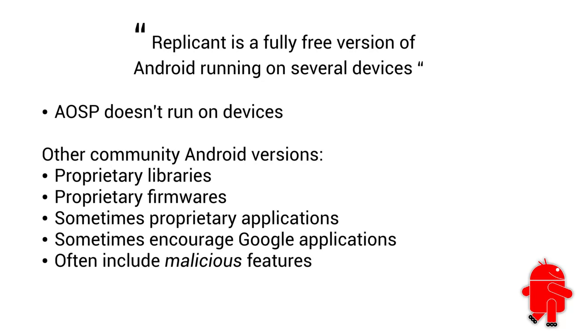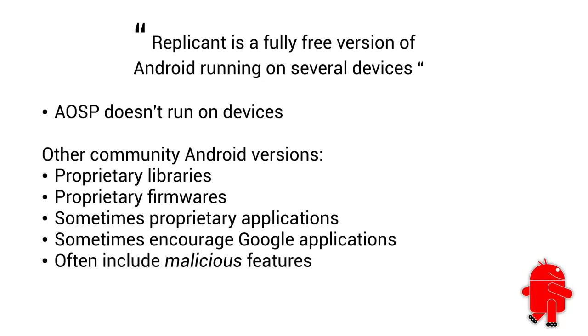So the other community Android versions, such as CyanogenMod or Omni, well, they all have the proprietary libraries, the hardware abstraction libraries. They include them, and they do for a very wide range of devices, because they don't only support the Nexus devices, they also support a lot of different manufacturers, and for each of these devices, a lot of proprietary hardware abstraction libraries need to be included for the device to work properly.